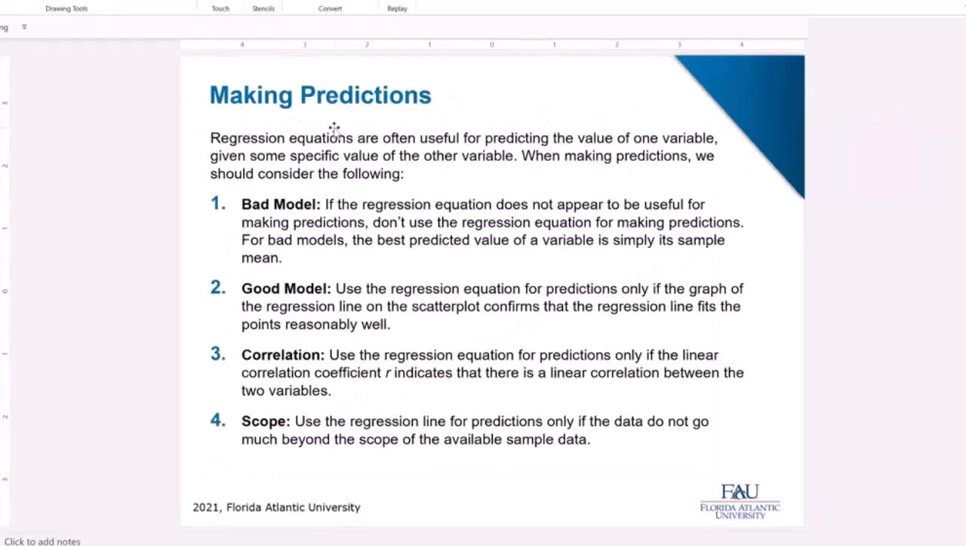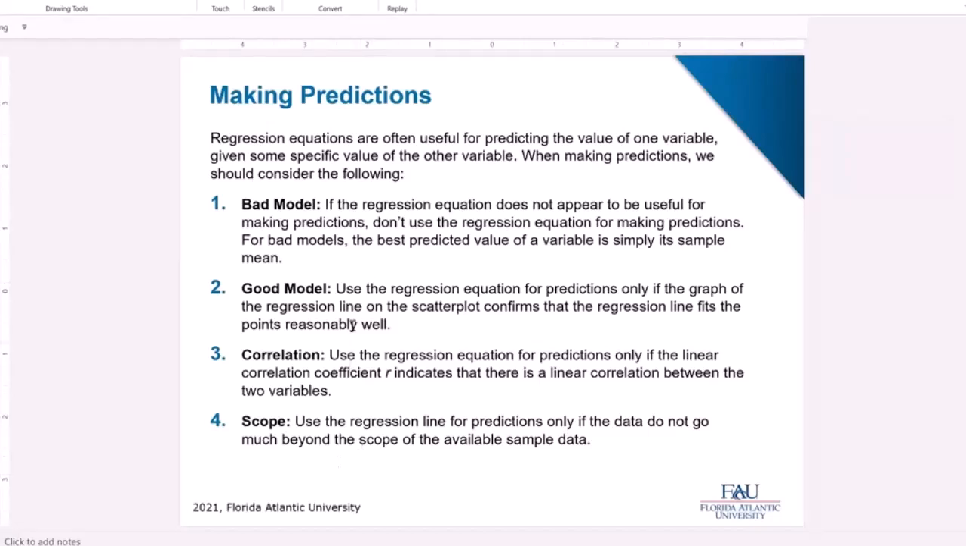Making predictions. Regression equations are often useful for predicting the value of one variable given some specific value of the other variable. When making predictions, we should consider the following. Number one, if it's a bad model. If the regression equation does not appear to be useful for making predictions, then don't use the regression equation for making predictions. For bad models, the best predicted value of a variable is simply a sample mean.